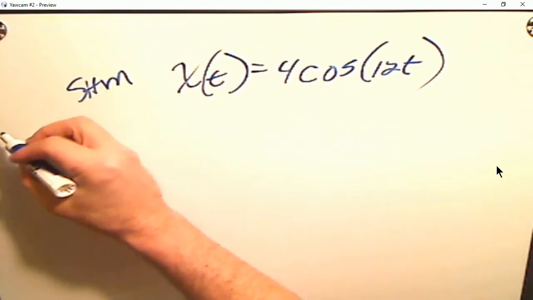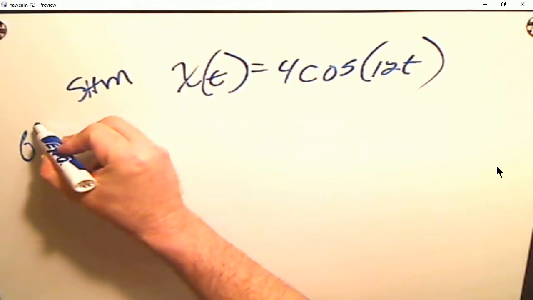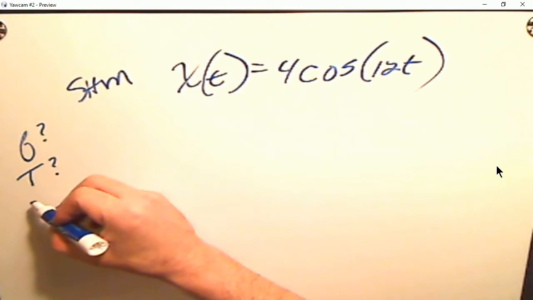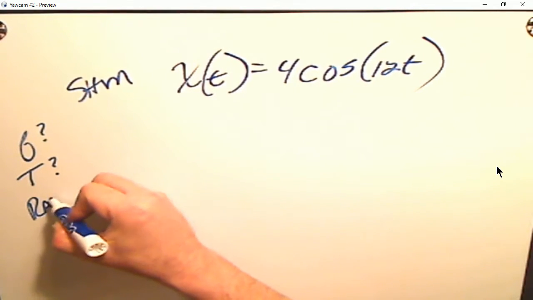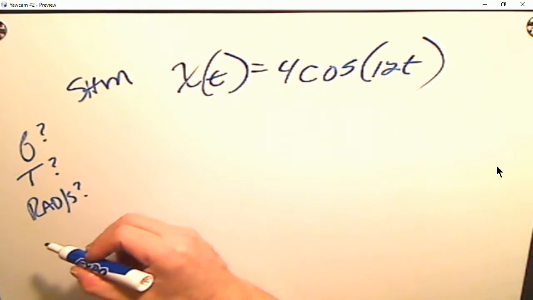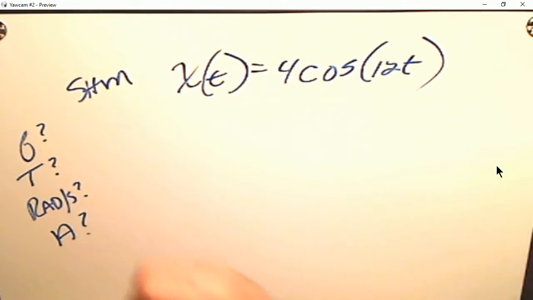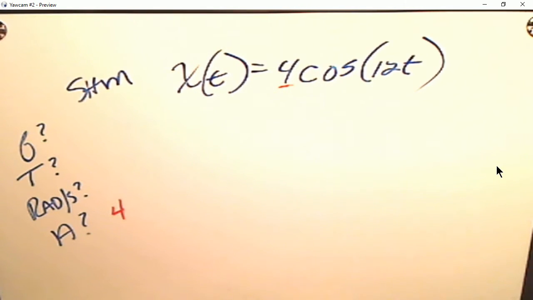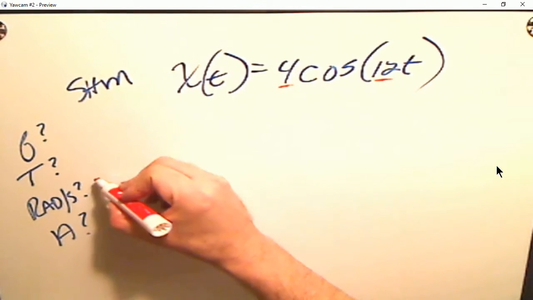So we have the spring and it's doing that. So we can ask the question, what is the frequency? What is the period? What is the rads per second? What is the amplitude? Okay. And those are easy questions, right? Given the standard format for simple harmonic motion, 4 is the amplitude and 12 is the rads per second.